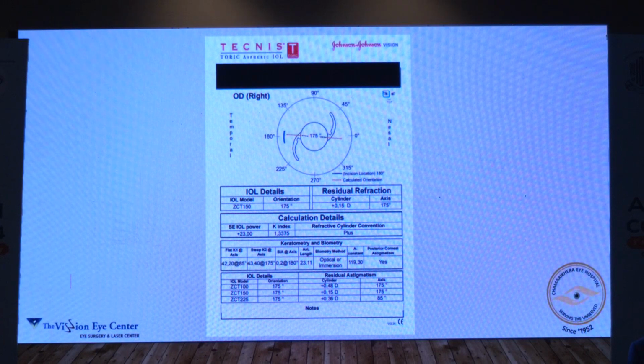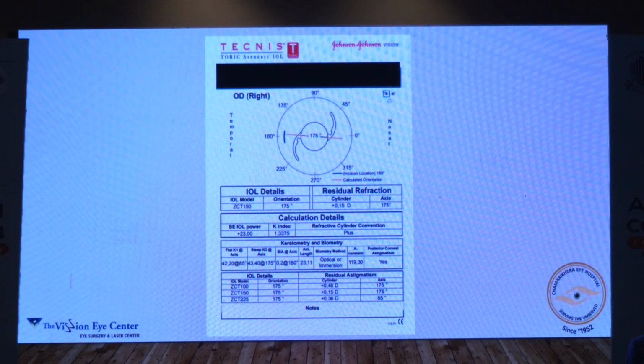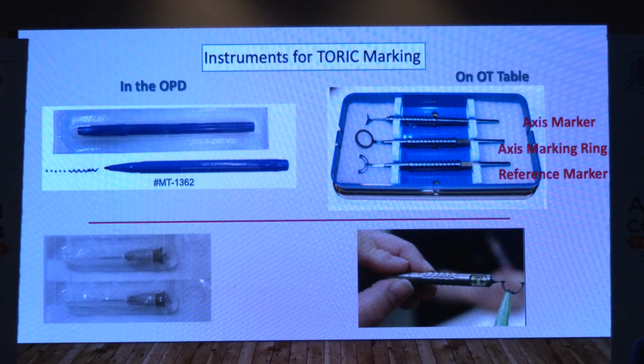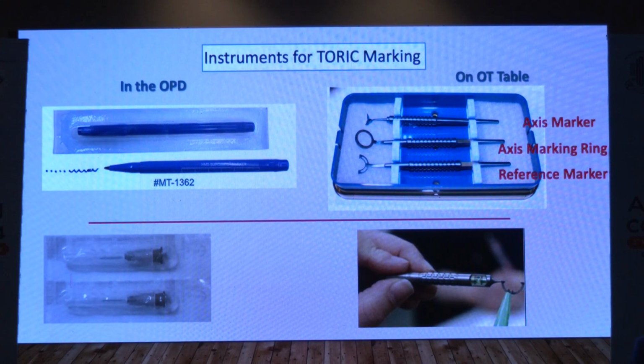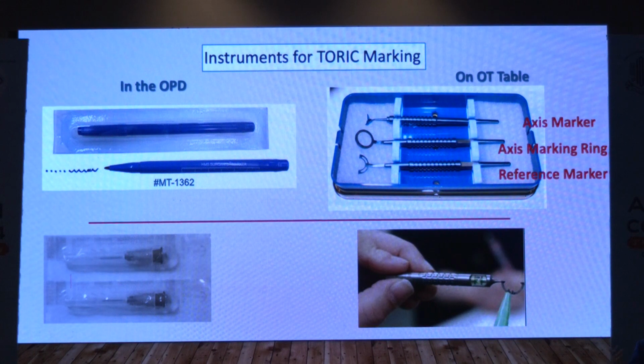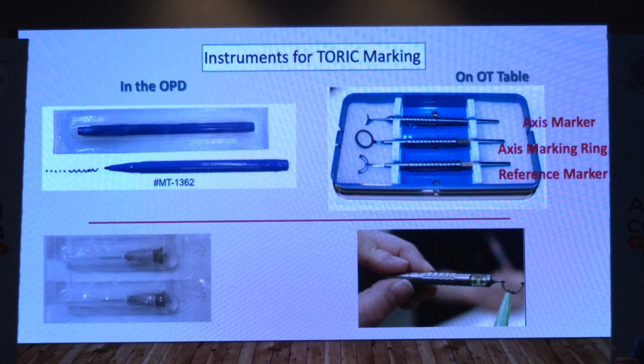Now that you have done the calculation and chosen your patient, what next? Next are the instruments for marking the toric. This is a typical instrument marker set that is required. What we do in our practice is a two-step procedure. First we do it in a sitting position at the slit lamp in the OPD, and then again on the table. We do it in a two-step manner so that errors are omitted.